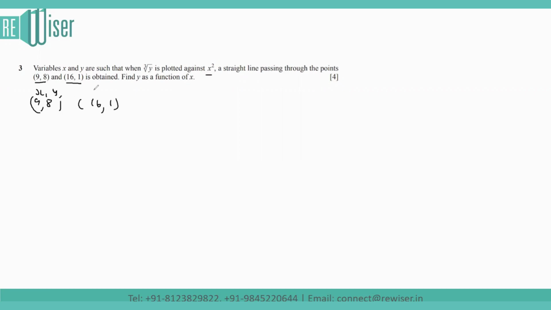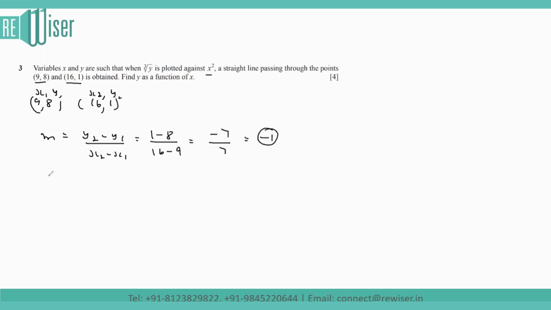and (x2, y2). Now if I'm finding the slope of the line, we'll apply the formula for the slope, which is y2 minus y1 over x2 minus x1. Applying that, I got 1 minus 8 over 16 minus 9. So the slope that I got is minus 7 over 7, which equals minus 1.